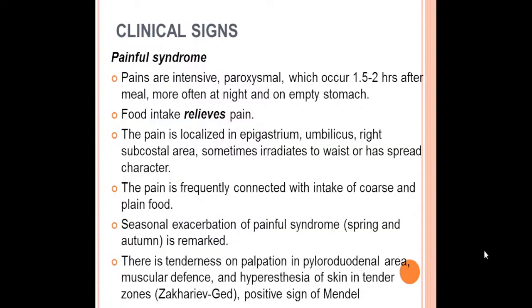After superficial palpation of the abdomen, you make movements similar to percussion in the zone where you palpated. It is the epigastrium. Tenderness and very severe pain during percussion movements is named the positive sign of Mendel. And the Mendel sign may be positive not only in exacerbation, but also in partial remission, sub-remission.